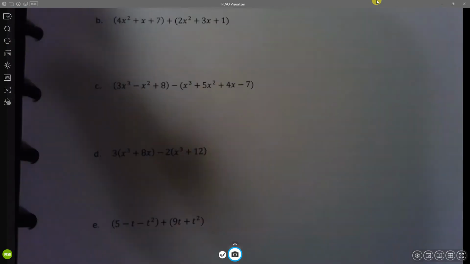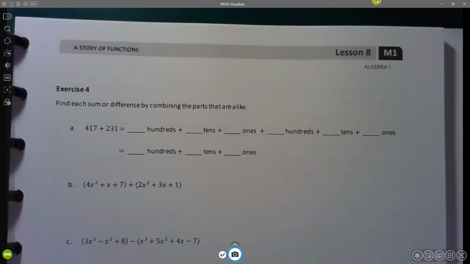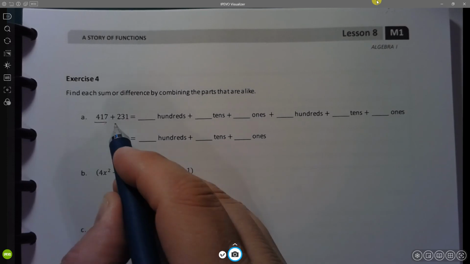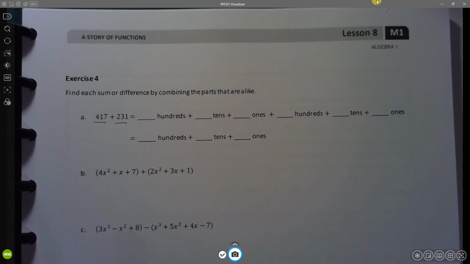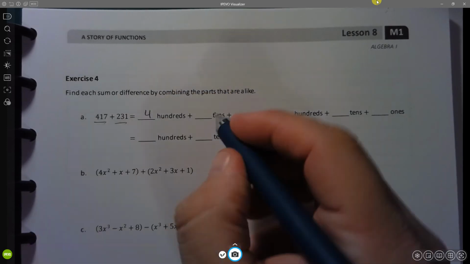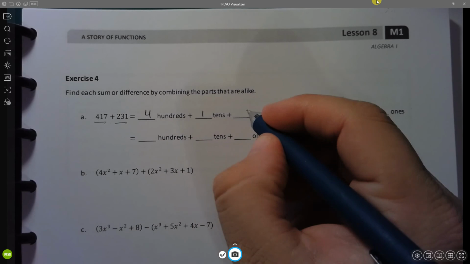Let's get to exercise 4. Now this is an expanded form problem of both 417 and 231. All right, so let's watch and do this. Okay, there are 4 100s, there are 110, there are 7 1s.